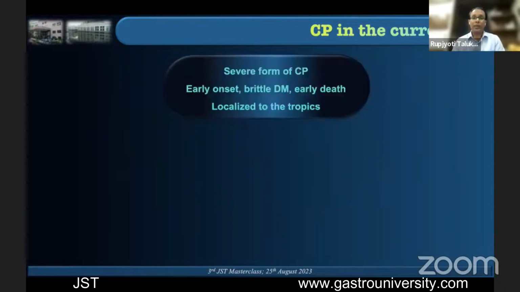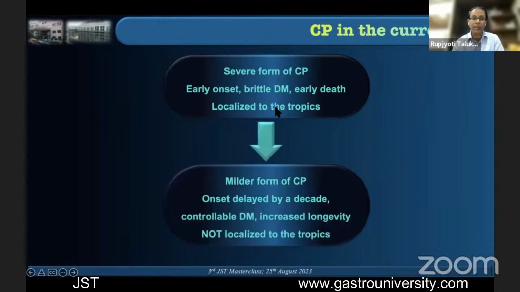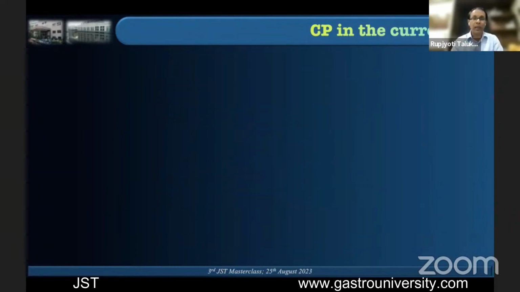So now what we have: earlier we saw a very severe form of chronic pancreatitis, early onset brittle diabetes, early death, localized to the tropics. Now we see a disease which is much milder compared to the TCP that we saw earlier. Onset is delayed by a decade. The diabetes is controllable by OHAs, and all of them are not brittle. Longevity increased, and they are not localized to the tropics. So what's going on here?